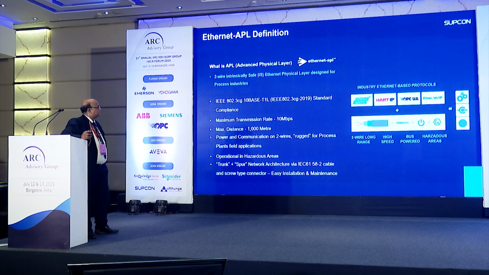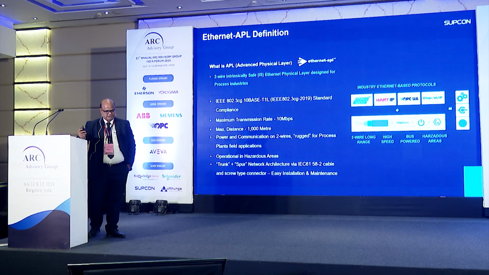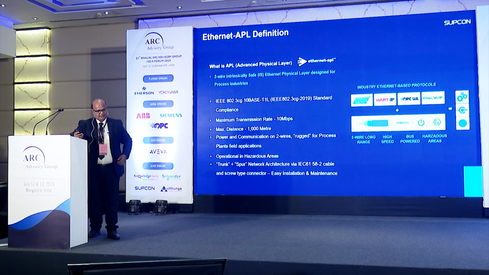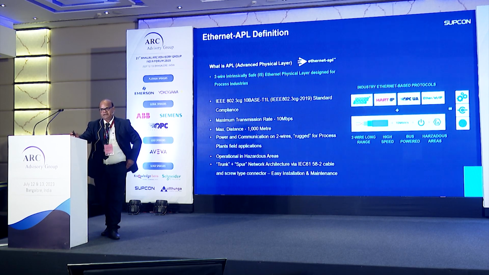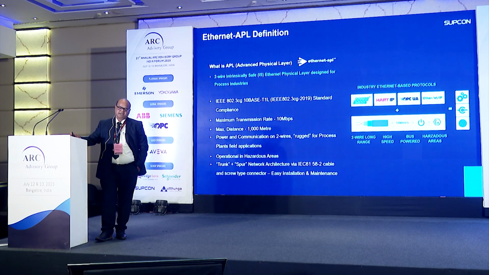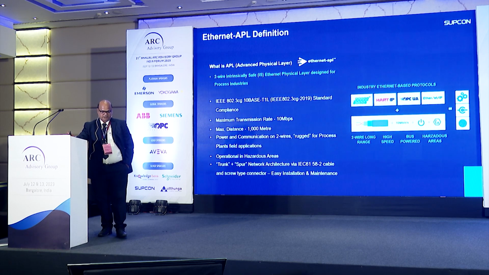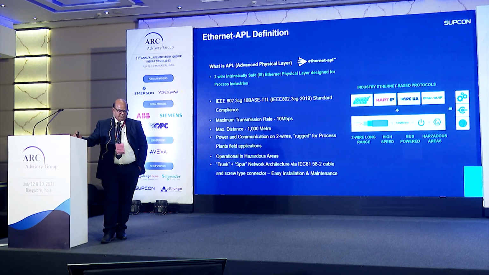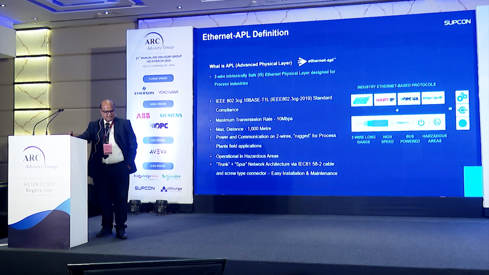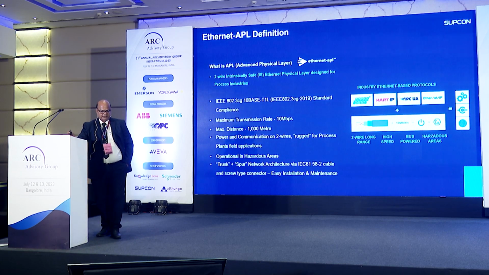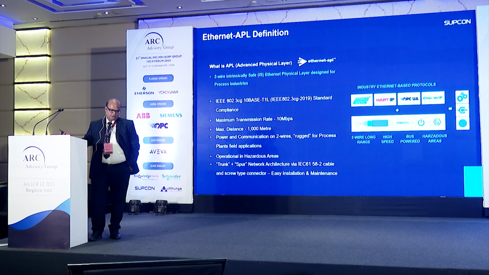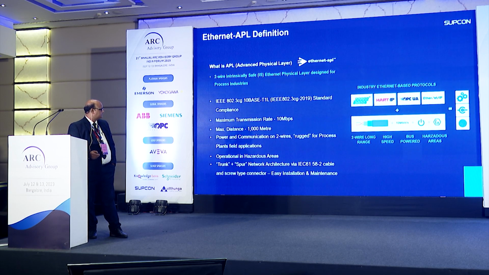So why this APL advanced physical layer system we are utilizing now? It is a two-wire intrinsically safe Ethernet physical layer designed for the process industries. IEEE 802 standard compliance, maximum transmission rate we are getting is 10 Mbps, maximum distance we can cover up to 1000 meters, power and communication on the two-wire, rugged for process plant field applications, operational in hazardous areas, and trunk and spur network architecture, and the screw type connectors we are using are very easy for installation as well as maintenance.